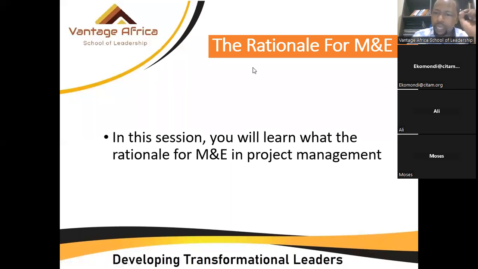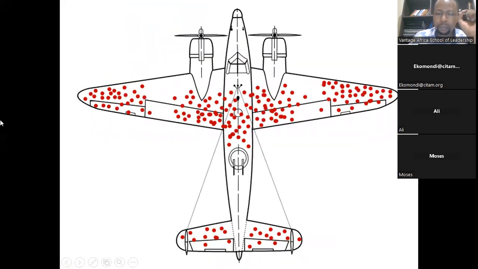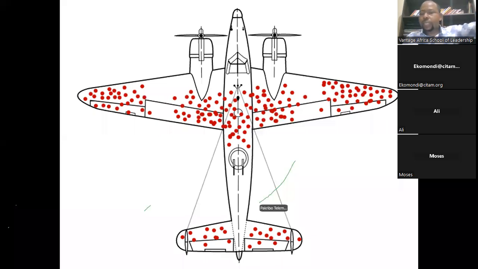Great. Now, there's something I want you to look at here briefly. I want to give a bit of a story concerning this image here. During the Second World War, there were the Allies and Germany, and they were fighting. So the Allies would send bomber planes to go on bombing raids to the enemies. They would go and bomb the enemy lines, and then they would come back.